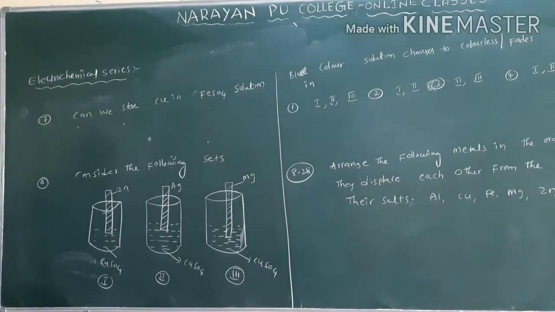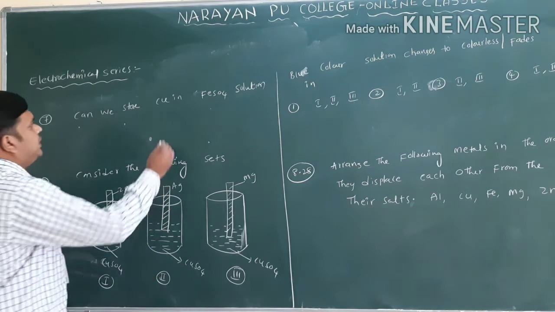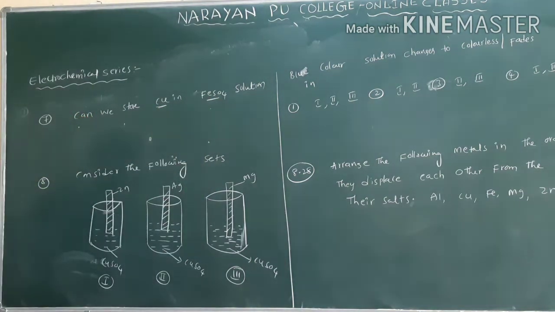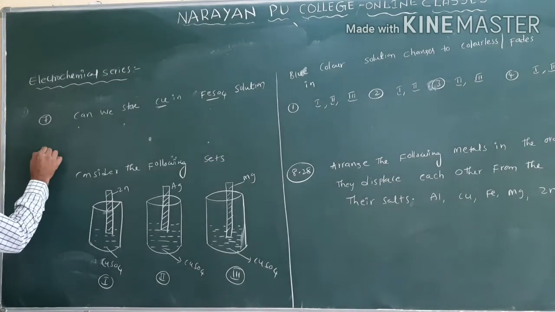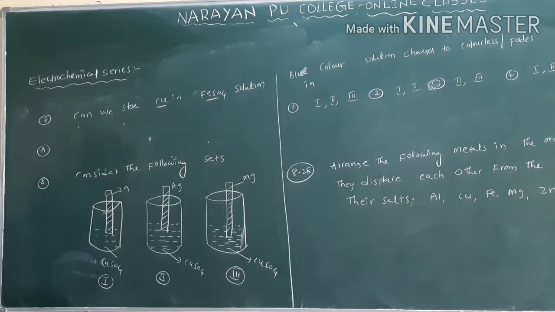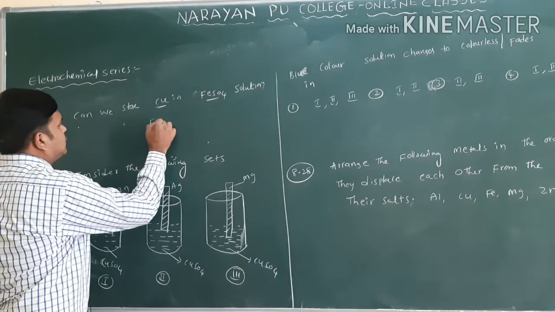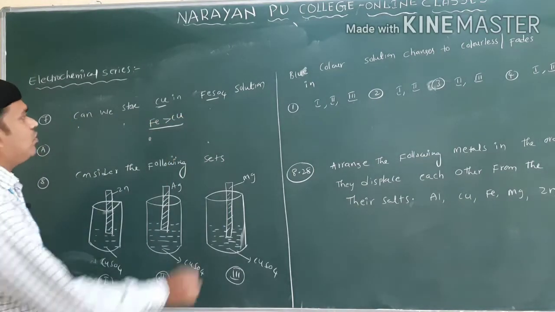See the next question we have, the 7th question. Can we store copper in FeSO4 solution? Or you can write the question like this: can we store FeSO4 in a copper vessel? So what is the reactivity order of copper and iron? Iron is more reactive than copper.